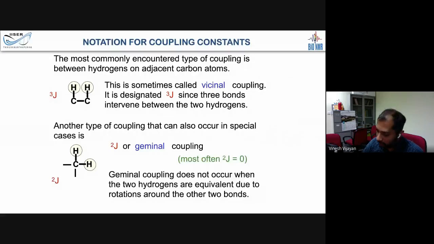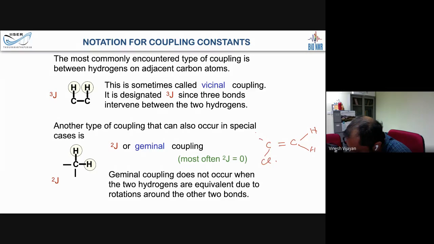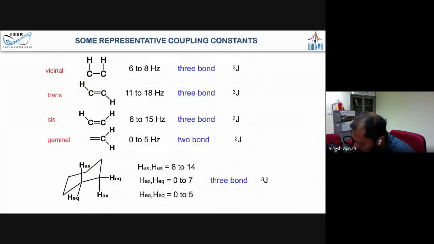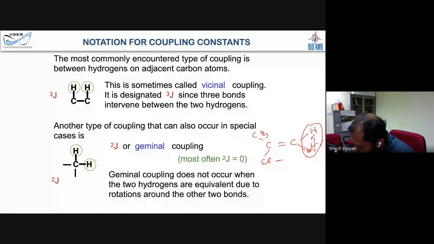Hence they don't couple to each other. But sometimes, like this, this is a geminal coupling. These don't have the same chemical shift, but they couple to each other. Why is that? Because this hydrogen is cis to chlorine and trans to CH3, while this hydrogen is cis to CH3 and trans to chlorine. So they have a different chemical environment, and these 2 hydrogens couple to each other.